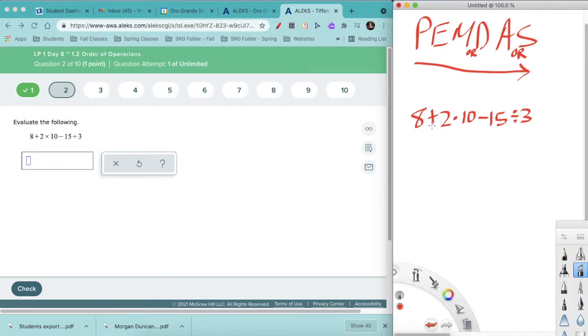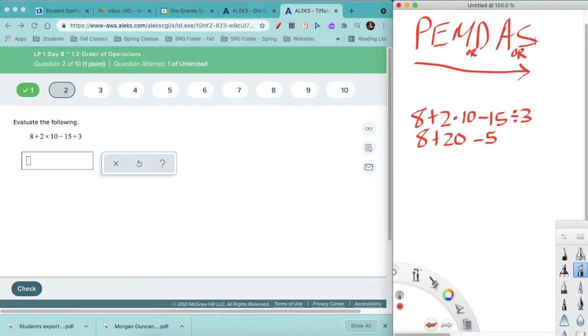So we want to go through, we don't have any parentheses in here, we don't have any exponents in here, but we do have multiplication or division. So we want to do that from left to right. So I can't do 8 plus 2 because 2 is being multiplied by 10. So 8 gets written down and I go 2 times 10, that's 20. I can't subtract yet because 15 is being divided by 3. So 15 divided by 3 is 5. So I need to make sure I go through and do all my multiplication and division and bring that down, and then we can move to addition or subtraction.